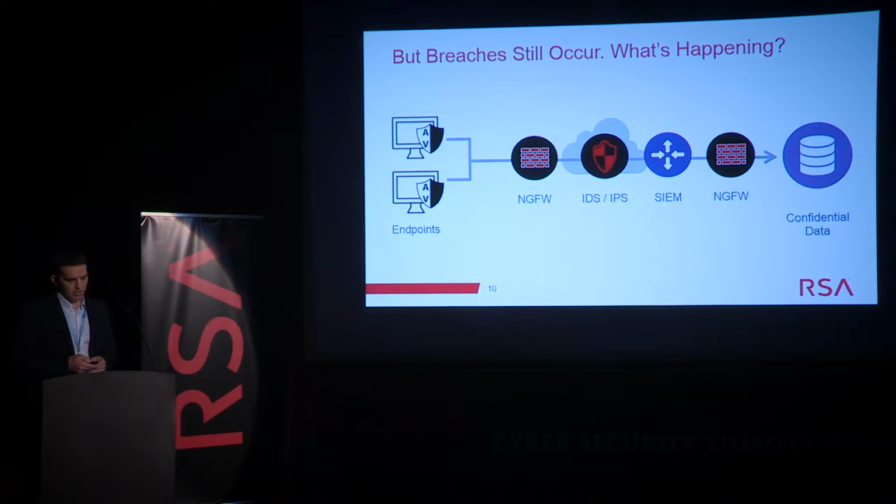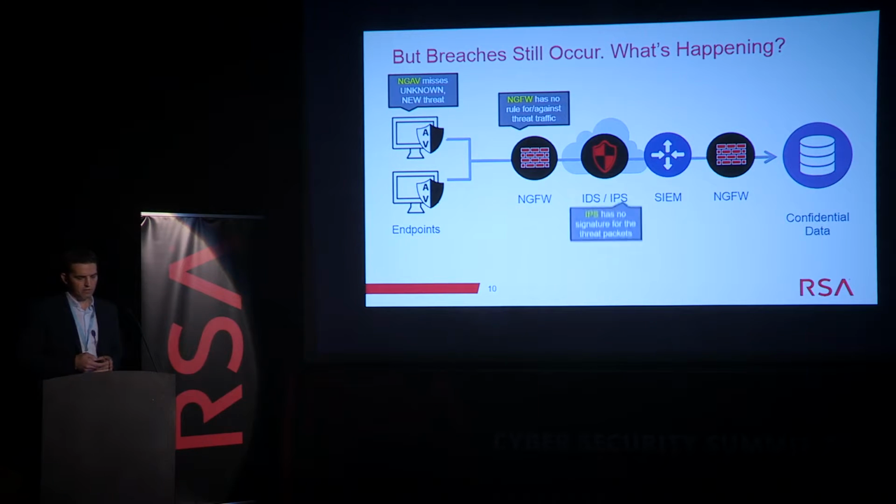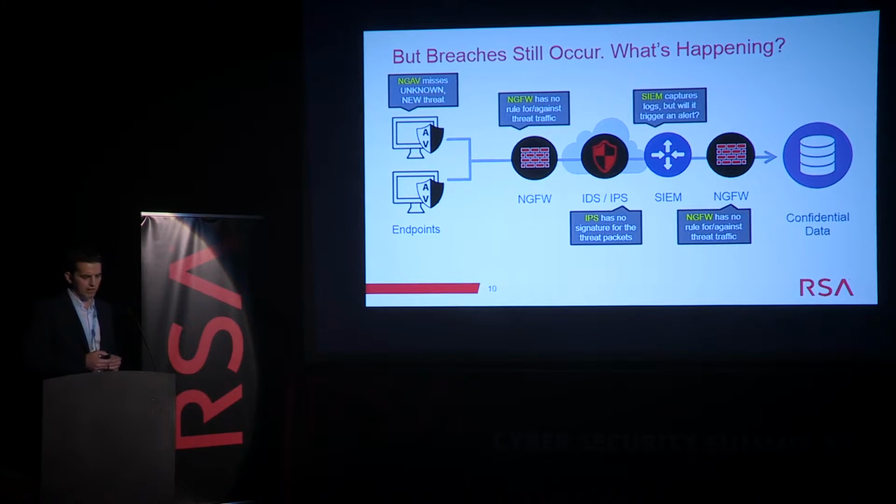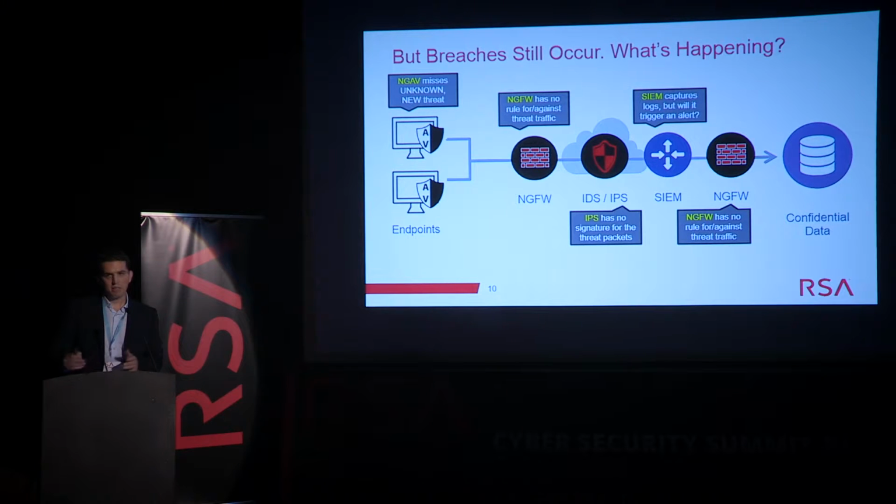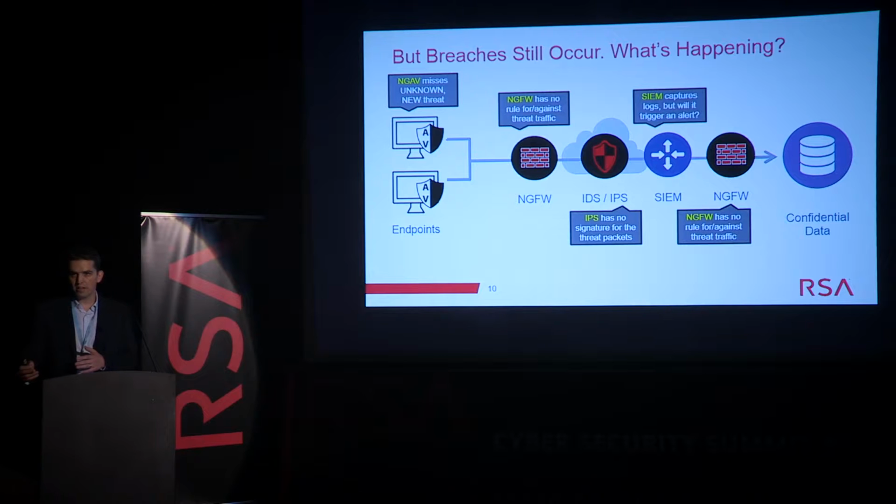Why does it need to change? Usually next-gen antivirus misses unknown and new threats. As well, with next-generation firewalls, maybe you don't have the right rule, or on the IPS you don't have the right signature to block that kind of activity. You can collect logs on the SIEM tool, but at the same time, will this be alerted and will you react? So it's all about how you implement these perimeter devices.